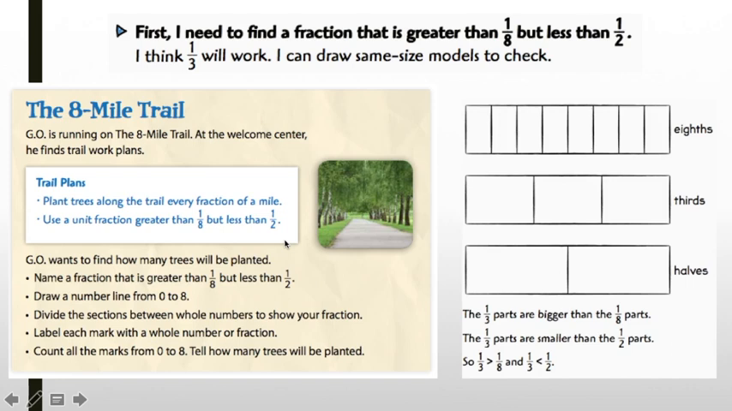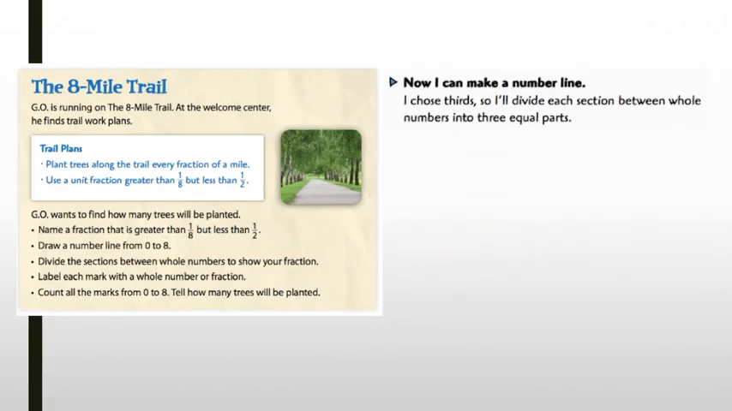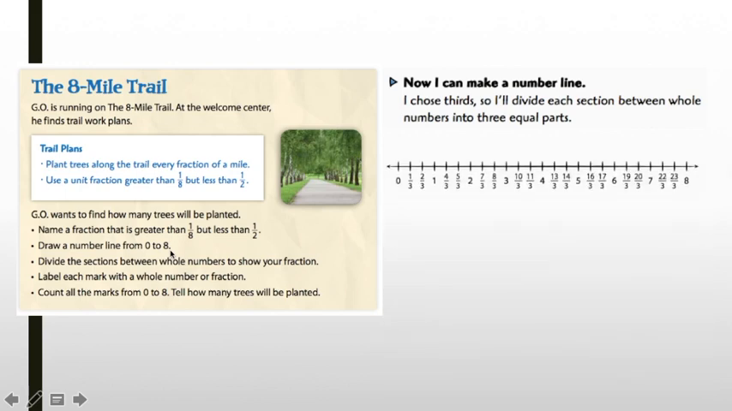So now he's ready to begin drawing his number line. So it tells us that he chose those thirds. So he's going to have to divide each section between whole numbers into 3 equal parts. Now, let's think, how many equal parts is Geo going to need? Well, remember, it's an 8-mile trail, so his number line is going to need to go from 0 to 8. And that's exactly what he did.